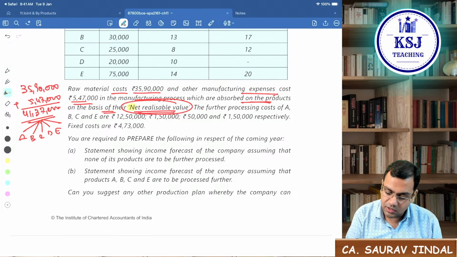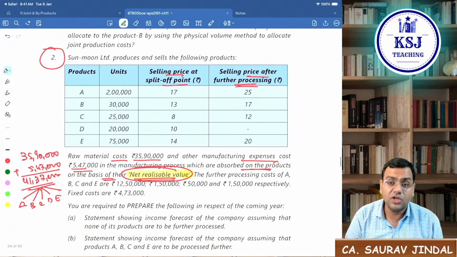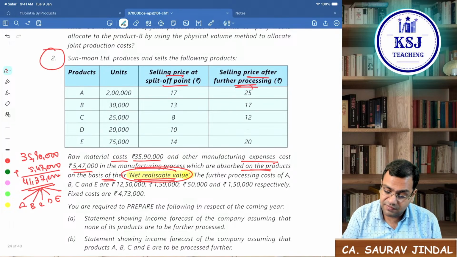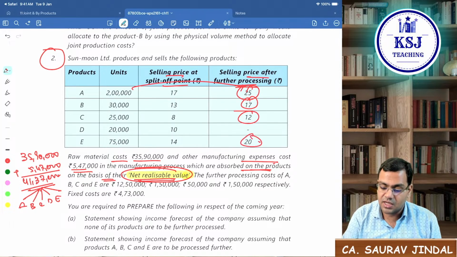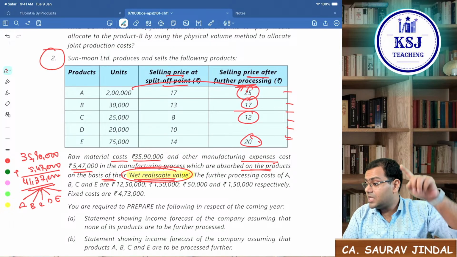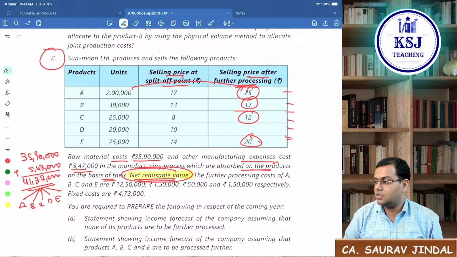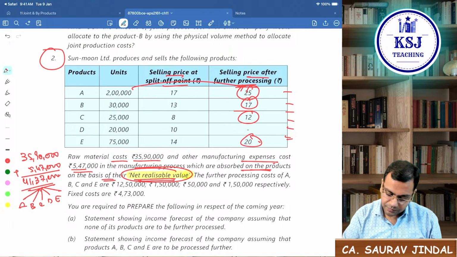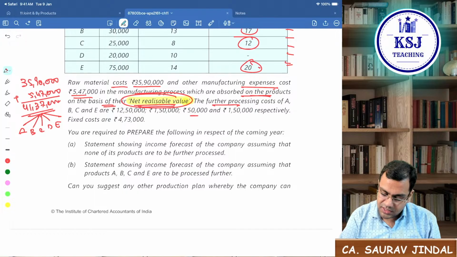Now this 41,37,000 is to be distributed amongst A, B, C, D and E on the basis of what? On the basis of NRV. For NRV, what you will do? You will take first the final sales value, that is units into selling price after further processing, minus further processing cost. You will get NRV. In the ratio of that NRV, you will distribute your joint cost. Further processing cost is given to you.